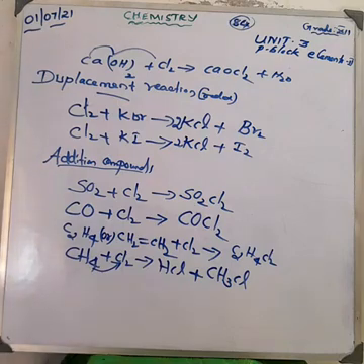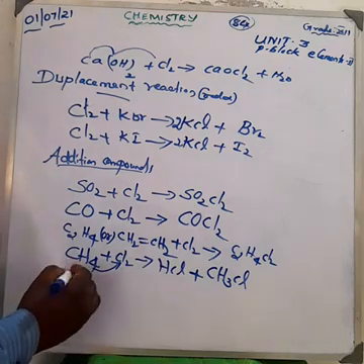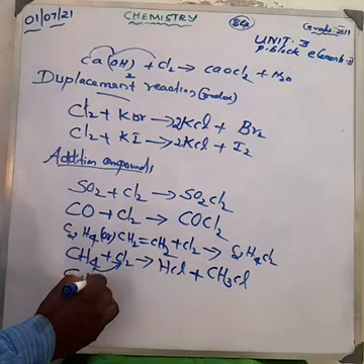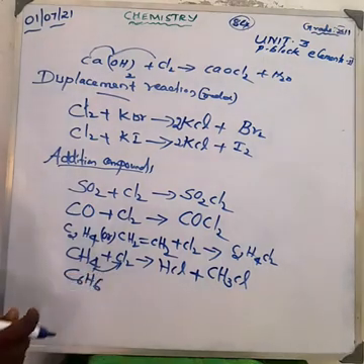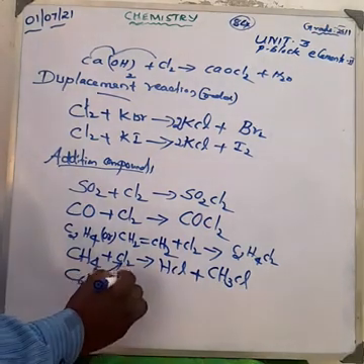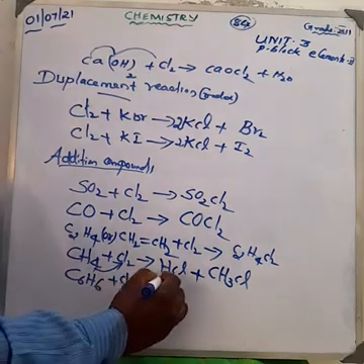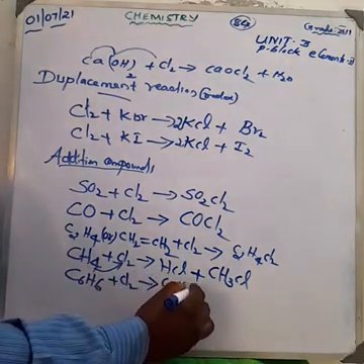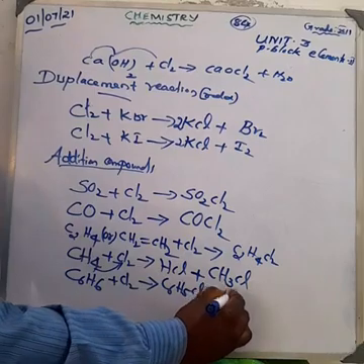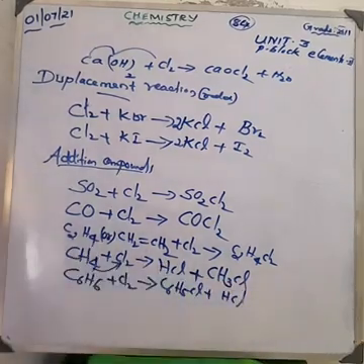Next one, benzene. What is the formula of benzene? C6H6. Here one of the hydrogens combines with the chlorine Cl2, we get C6H5Cl, chlorobenzene, and also we get HCl, hydrochloric acid.